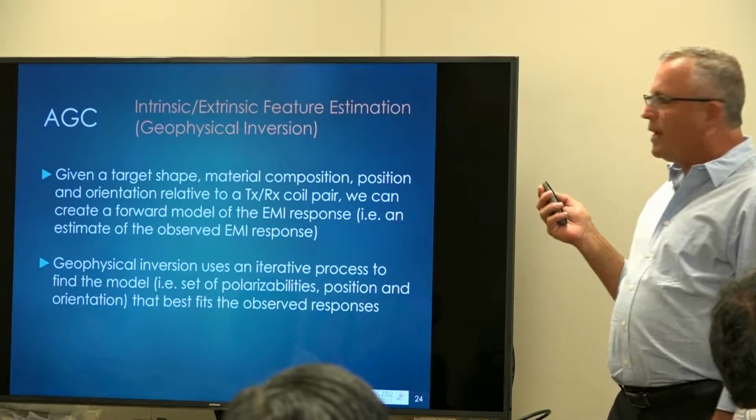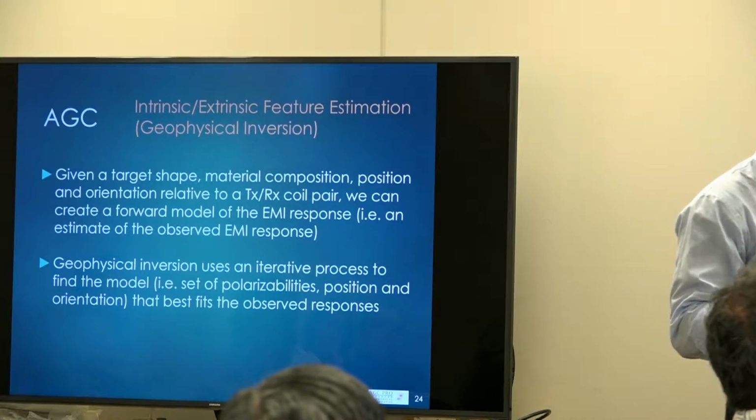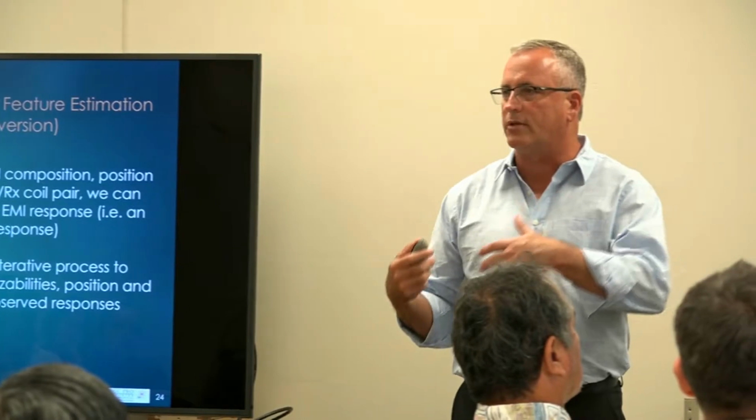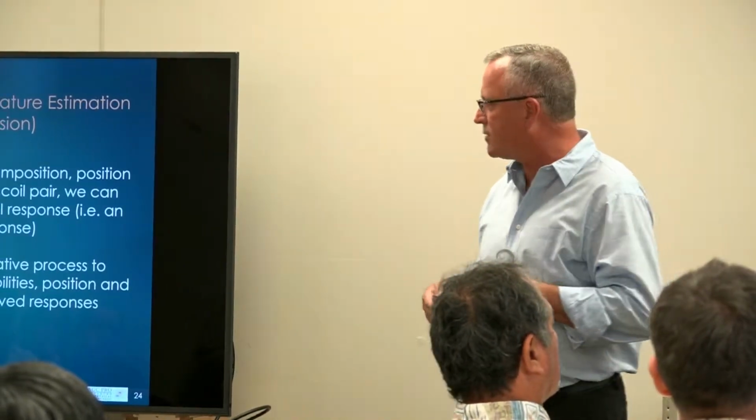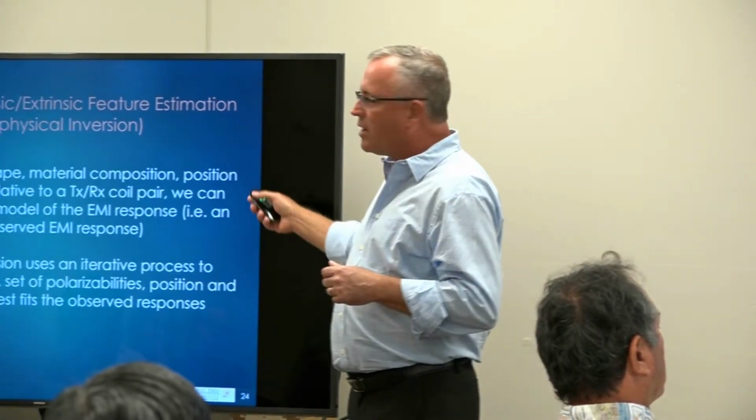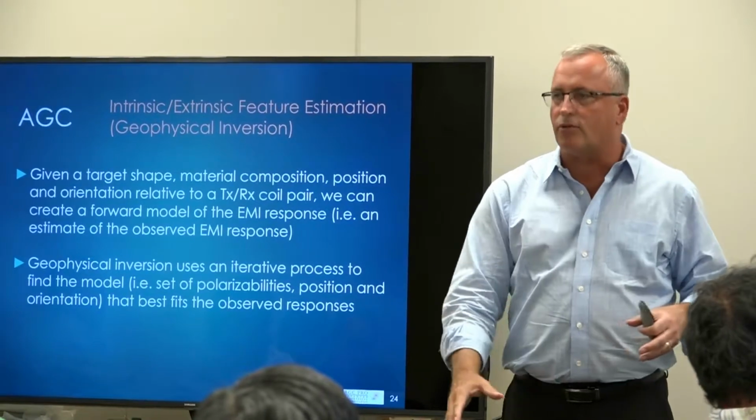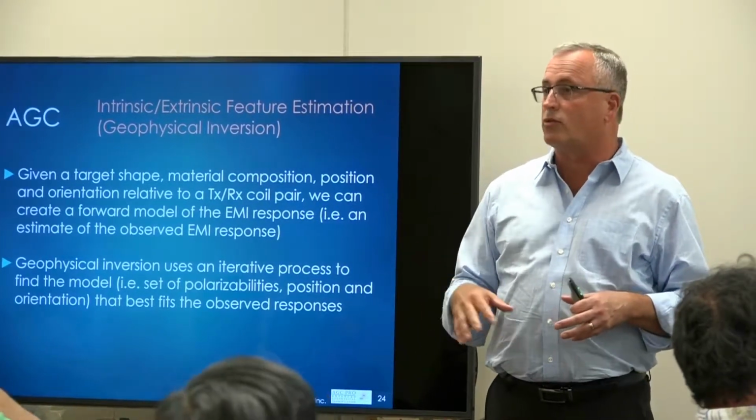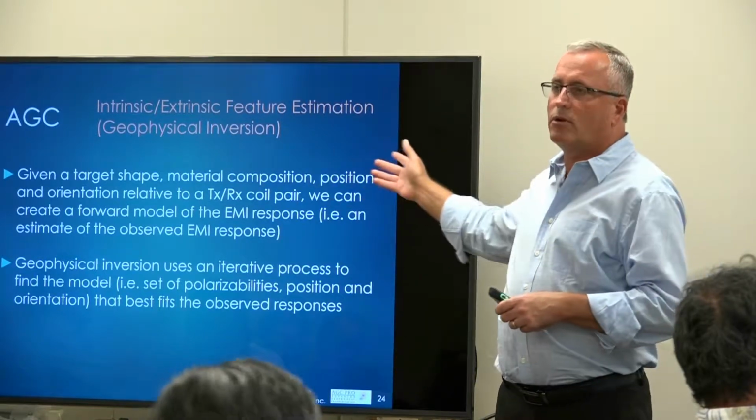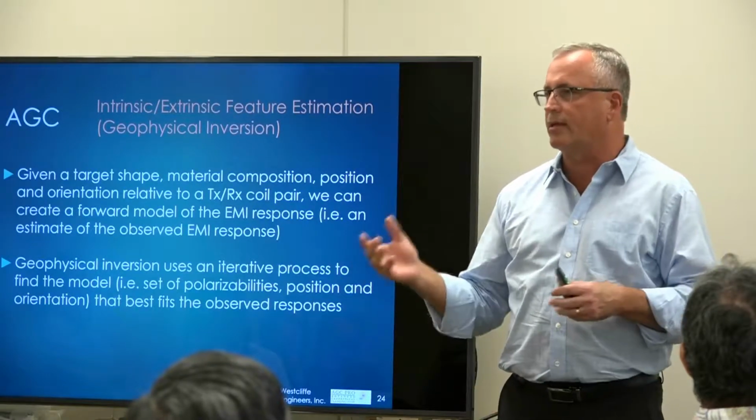So we have to use what's called the geophysical inversion to extract the intrinsic features from the signal and separate the extrinsic and intrinsic features from the actual measured signals. And it's an iterative process. So if we have a sensor and a target with a given shape, we can model what that sensor response will be for that. And that's what we did earlier when we were doing the detection phase. We're modeling how big the response is going to be at a given depth.